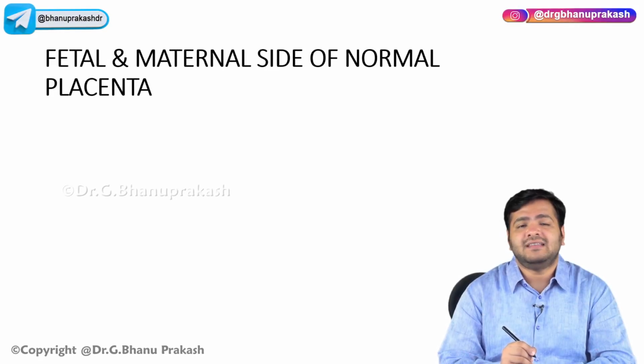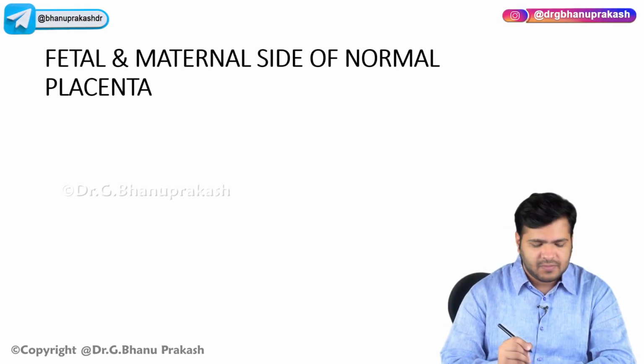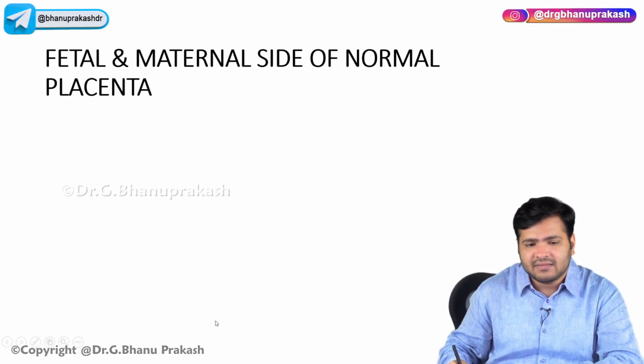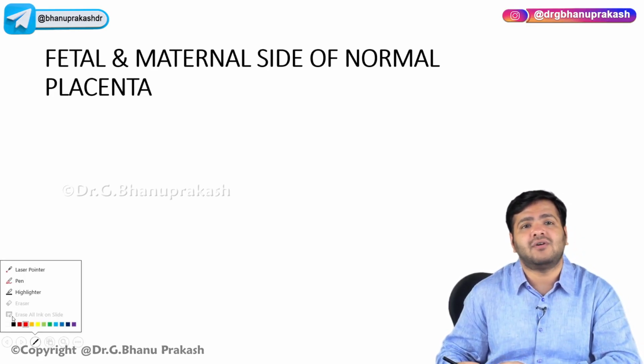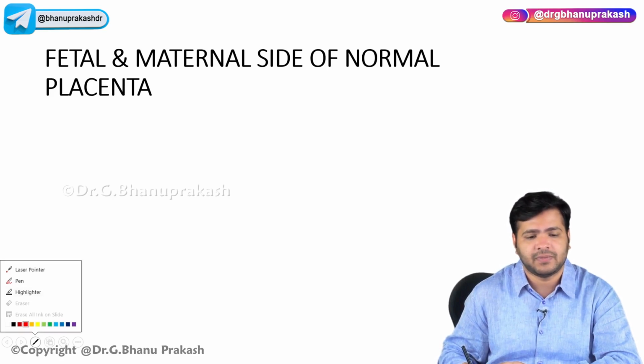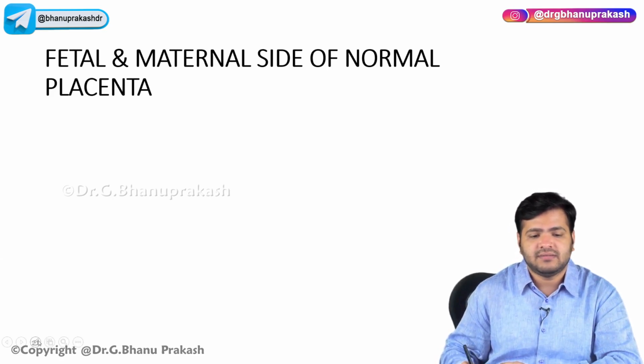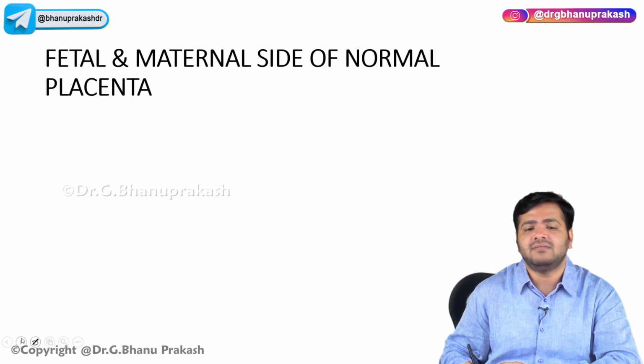Let's start with the fetal and maternal side of normal placenta. There are two sides of the same placenta. One is towards the fetus, so it is called the fetal side, and one is towards the mother, that is called the maternal side of the placenta. Now, let us just tabulate the differences.